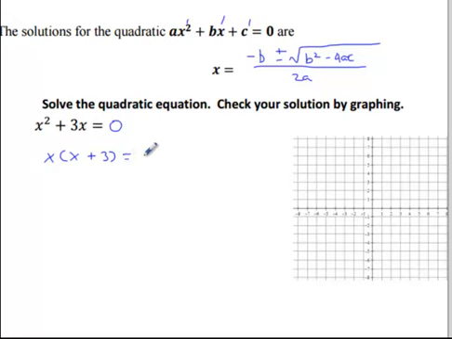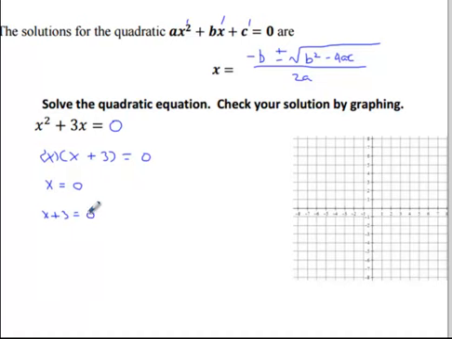And then I'm going to use the zero product rule. If two numbers have a product that's equal to 0, then one of them must be 0. We don't get to pick. We have to do both. So we set this factor, x, equal to 0. We set the other factor, x plus 3, equal to 0. And then we solve each.